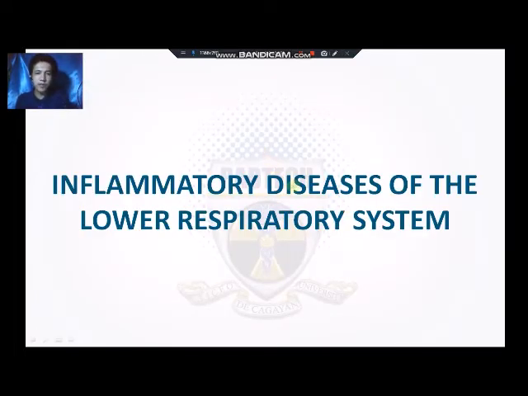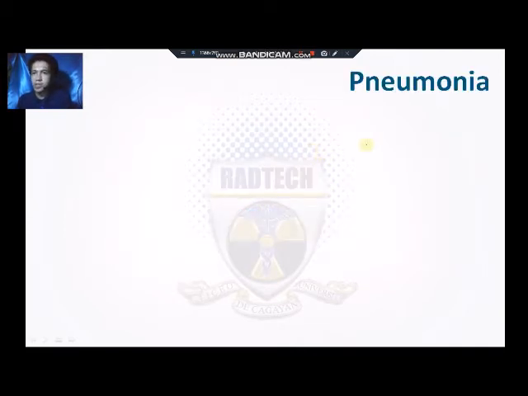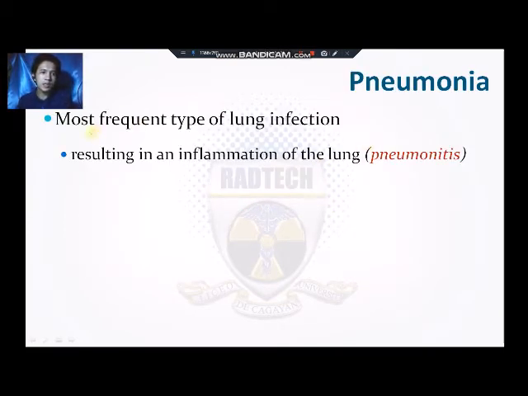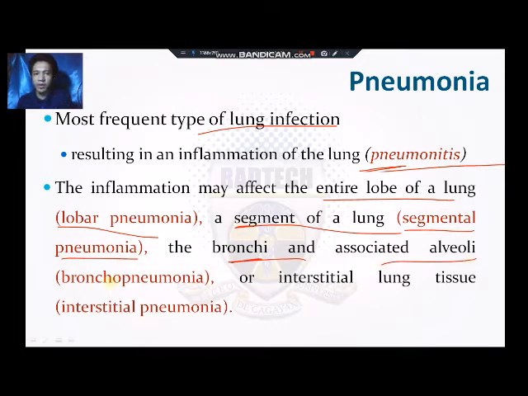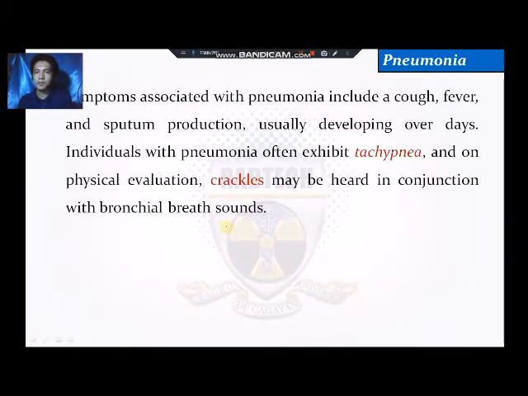Okay, so next we have inflammatory diseases of the lower respiratory system. First, we have pneumonia. Pneumonia is the most frequent type of lung infection, resulting in an inflammation of the lungs, also known as pneumonitis. Inflammation may affect the entire lobe of the lungs, termed lobar pneumonia. Only a segment of the lungs, that is segmental pneumonia. Bronchi and associated alveoli, that is bronchopneumonia. Interstitial lung tissue can also be termed interstitial pneumonia.